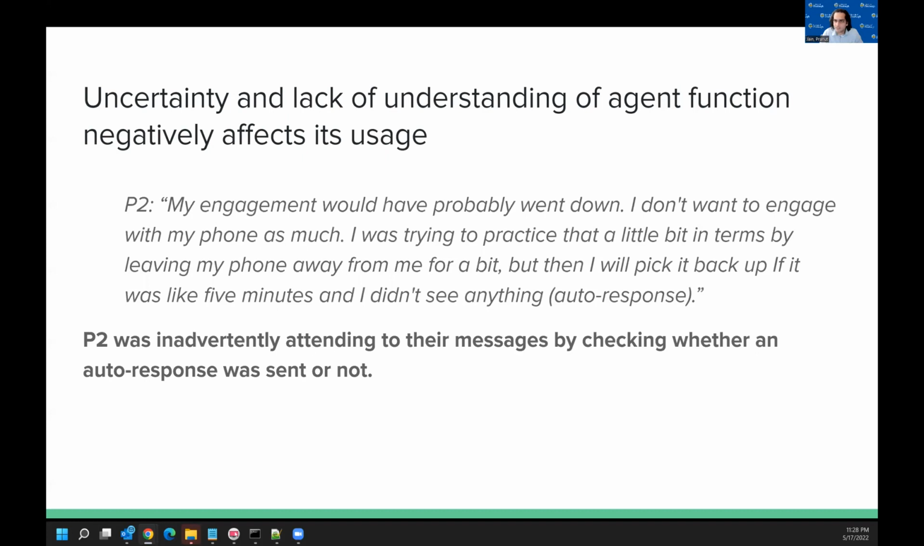On the other hand, P2 was frustrated at the lack of auto-responses that were sent. The reason for that was they kept checking their phone to see if an auto-response was sent and were inadvertently attending to the messages, preventing agent action.